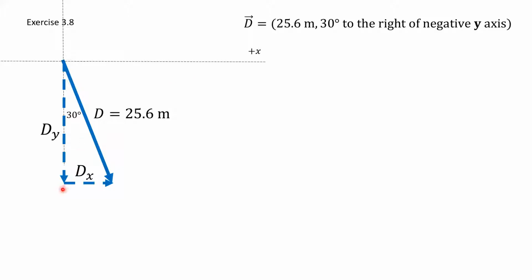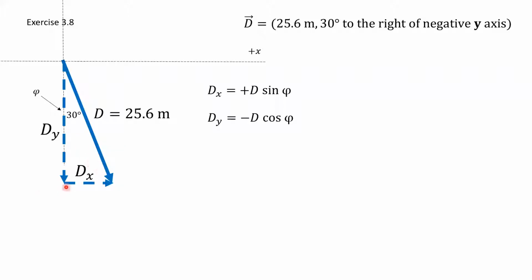Now, for this vector, the x component is clearly positive. It points along the positive x-axis, and the y component is negative. We need to take that into account if we're going to calculate the components using what you might call a reference angle. So again, I will label that angle phi. You don't have to, but I don't want to call it theta. I like to reserve the letter theta for the conventional angle.